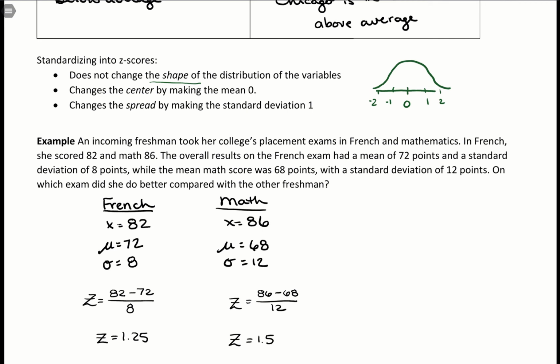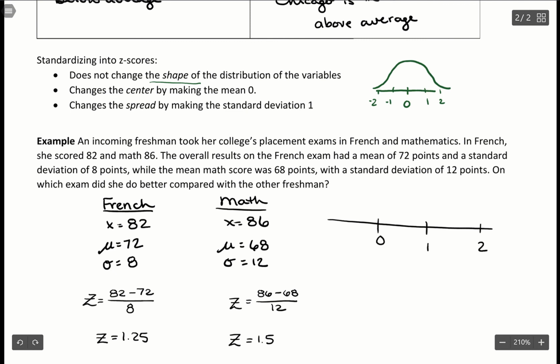So in terms of which score she did better on, we could compare them on that number line. 0, 1, 2, and looking at how far away from the mean was she. So for the French test, she was at 1.25, and then for math, she was at 1.5. So that math score is further above average. So what that would mean is she did better on the math test. The math score was better.